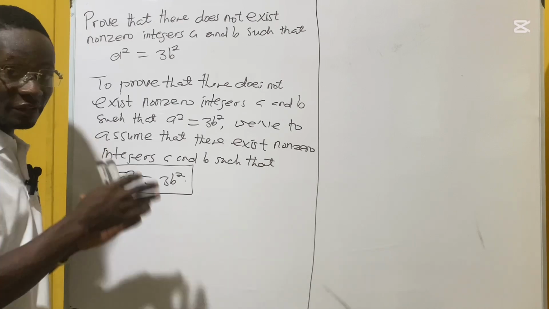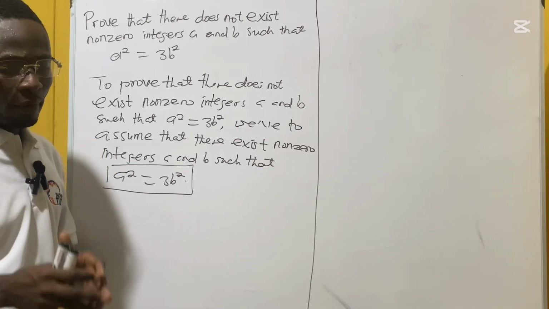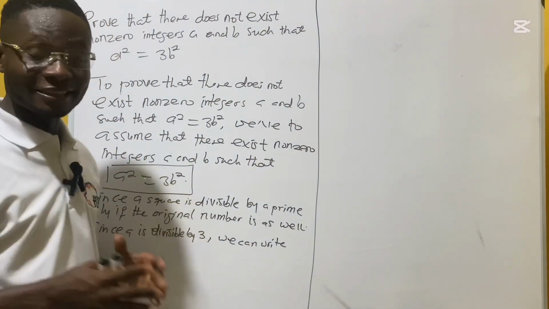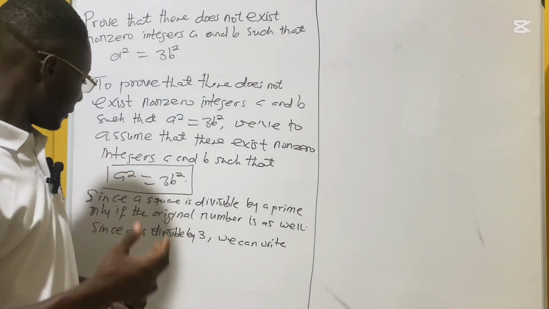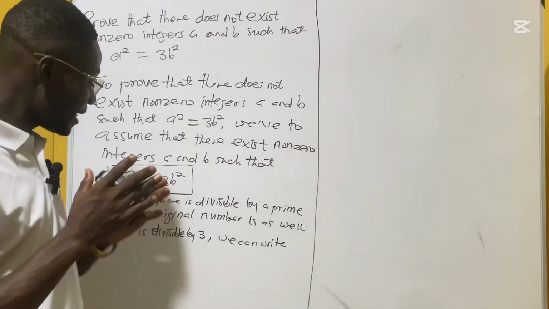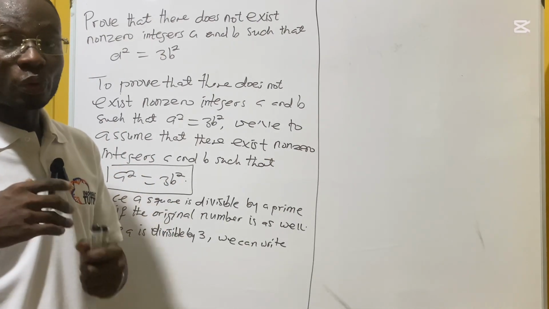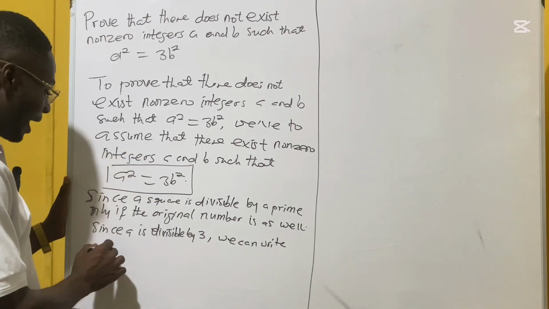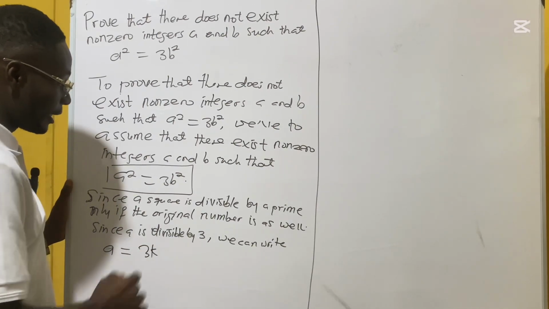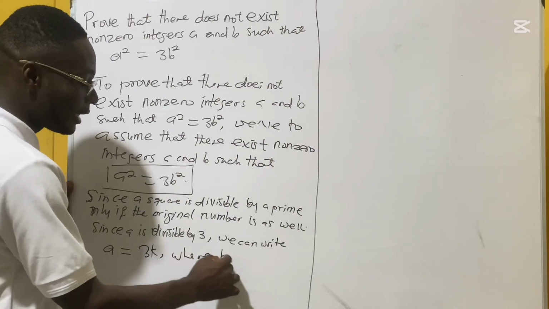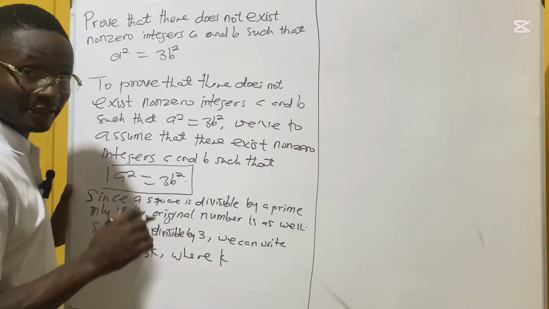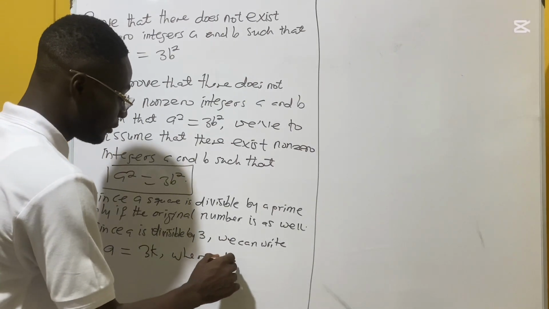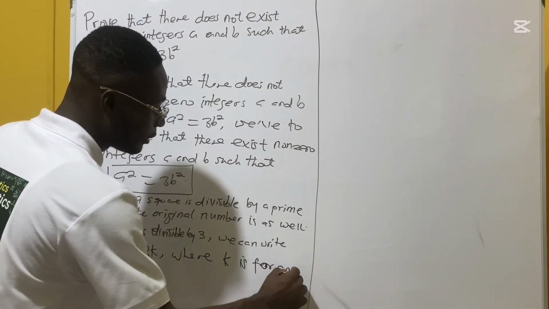So if a squared is divisible by 3, it means that a is also divisible by 3. So we continue from here, where we know that a square is divisible by a prime number only if the original number is also divisible by 3 as well. So since a is divisible by 3, then we can write this a as a is equal to 3k, where k is any integer.